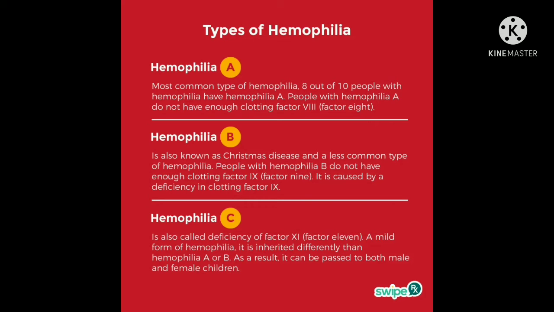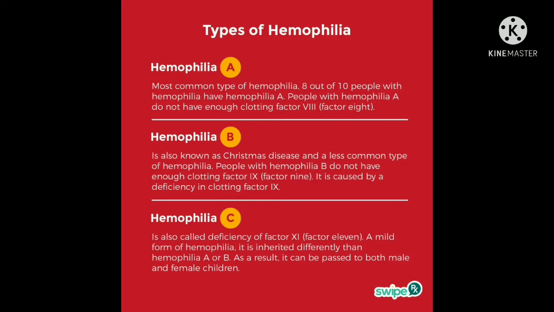The next is hemophilia B. It's also known as Christmas disease and is the least common type of hemophilia. People with hemophilia B do not have enough clotting factor 9. It is caused by a deficiency in clotting factor 9.